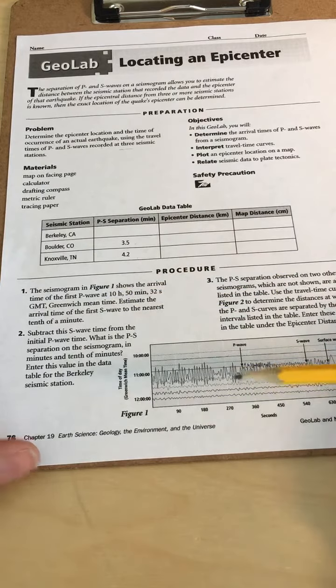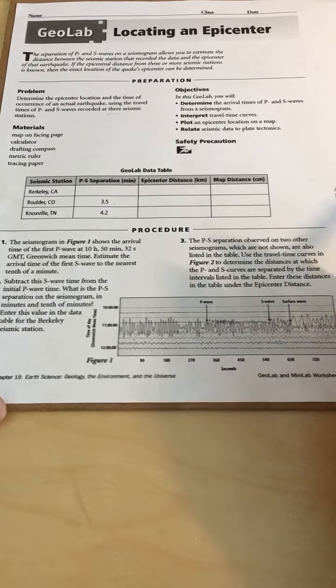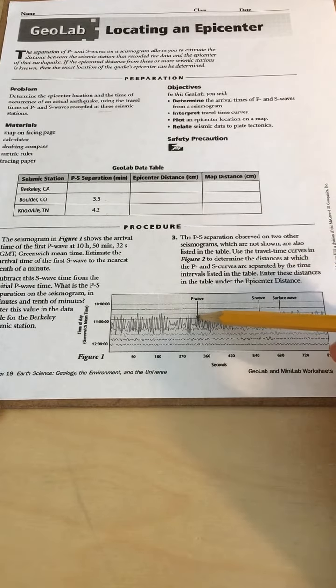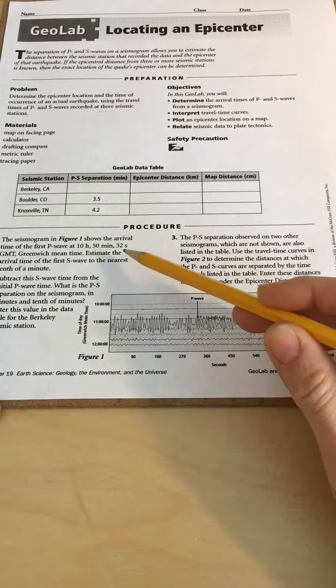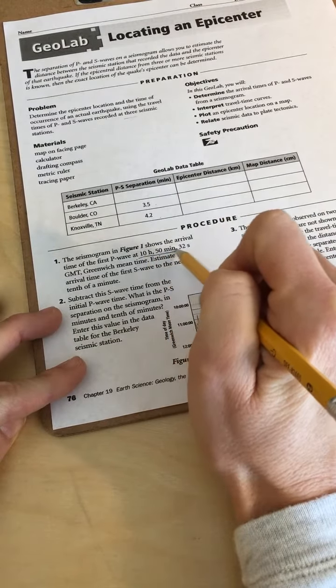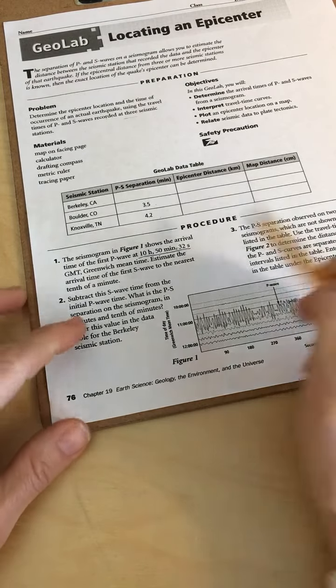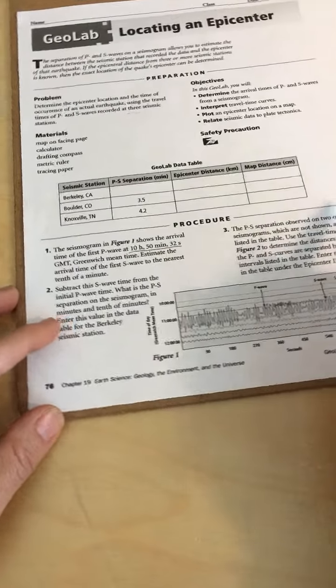So step 1, the seismogram in figure 1 shows the arrival time of the P wave, see it right here, at 10 hours, 50 minutes, and 32 seconds. Go ahead and underline that time because you're going to need that later to determine when the earthquake occurred. So make sure you pay attention to that one right there.